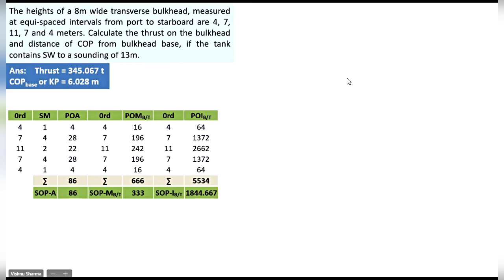So 13 is the sounding. So this was correct, this one. Answer is correct? Yes sir, we had solved this and it was correct. We solved it yesterday. No, it was coming correct. I don't know why there is a doubt.